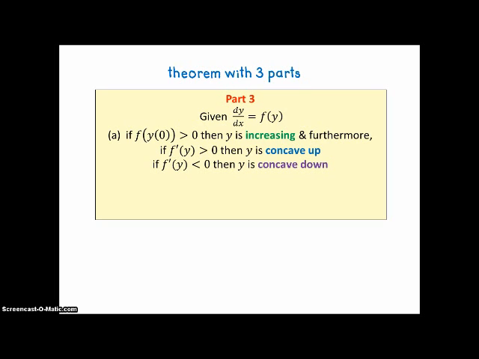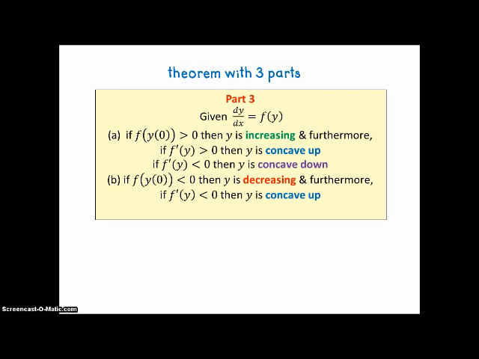Now that seems obvious, but actually it's a little more complicated than it looks, which we'll explain in just a minute, because part B says that if f of y of 0 is negative, then y is decreasing, and furthermore, if f prime of y is negative, then y is concave up, and if f prime of y is positive, then y is concave down.